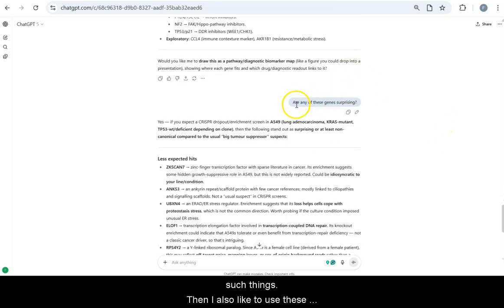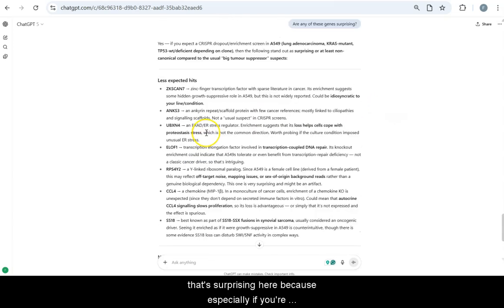And then I also like to use these prompts to ask if there's anything that's surprising here, because of course, especially when we have a dropout screen like this, or just an early-late time point in a cancer cell line that's very commonly used for different things, a lot of these things are known, right? I mean, the essential genes that drop out, etc. And I think it could be worth asking if there's something surprising here, because especially if you're working in an academic project, you might want to focus on things that are not the most obvious, that people already worked on. So I think this could be a good prompt here.